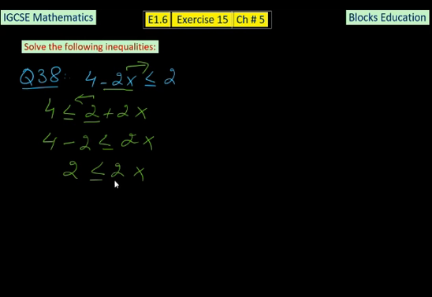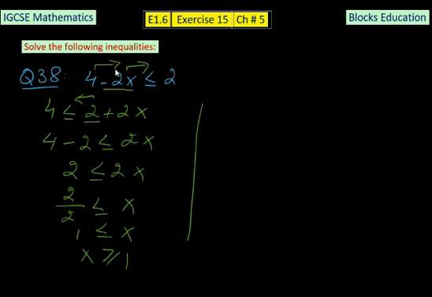And because 2 is multiplying here, once we move 2 onto the left side, it will be divided. So 2 divided by 2 less than or equal to x, and 1 less than or equal to x, or we can write it as x greater than or equal to 1. Alternately, what you can do, keep that minus 2x here and move this 4 onto the right side. So it will be minus 2x less than or equal to 2 minus 4, and 2 minus 4 is minus 2.